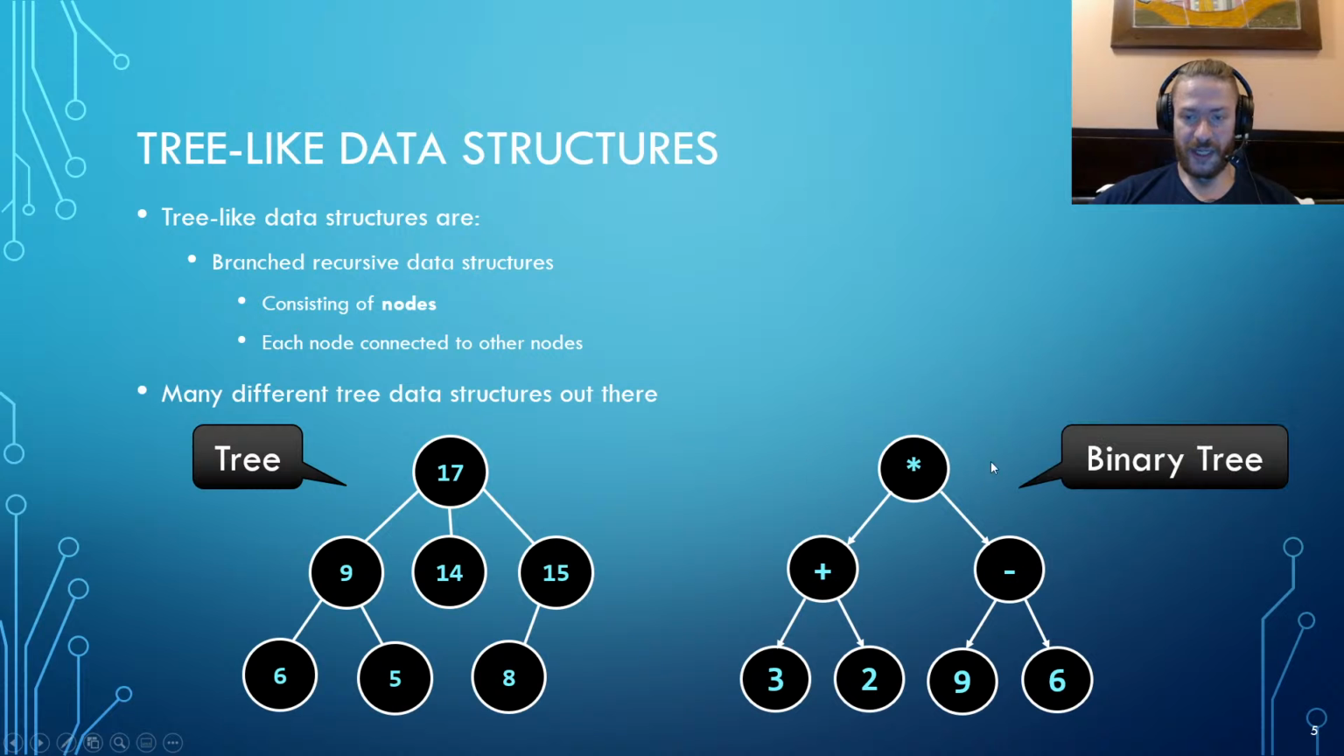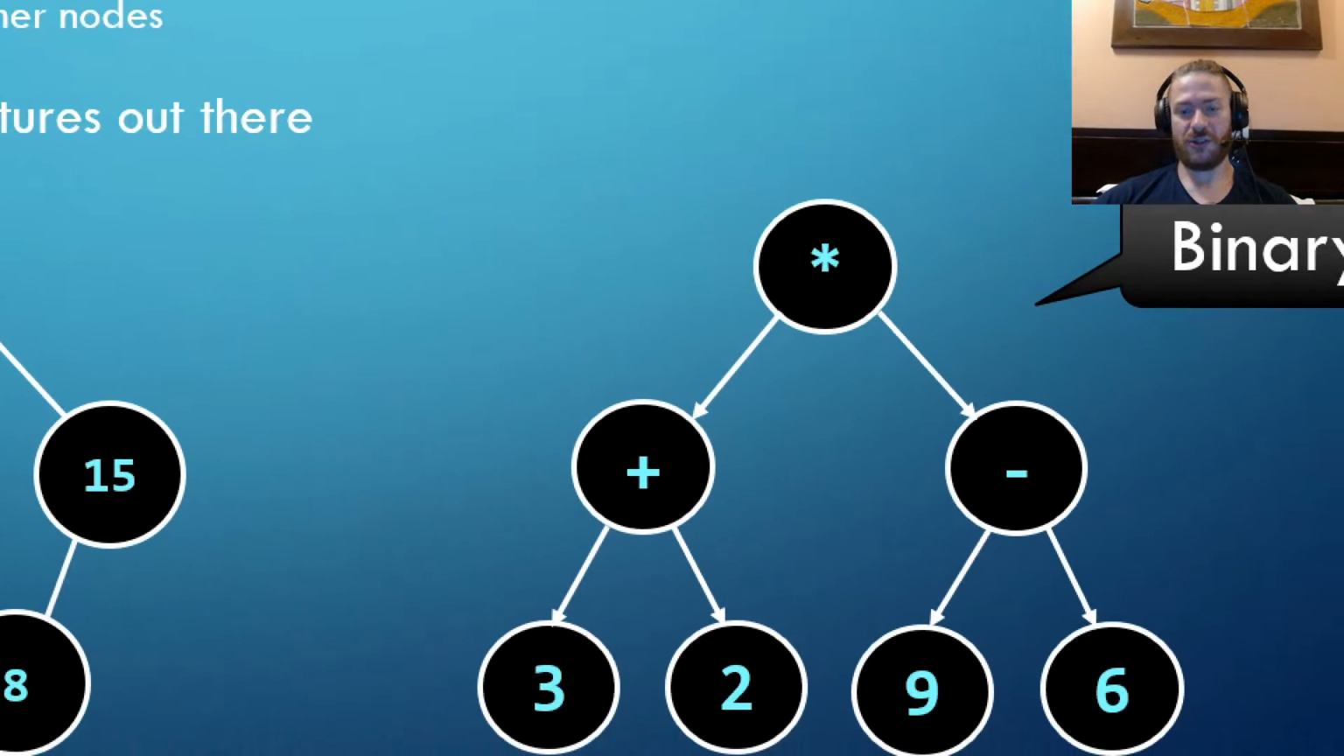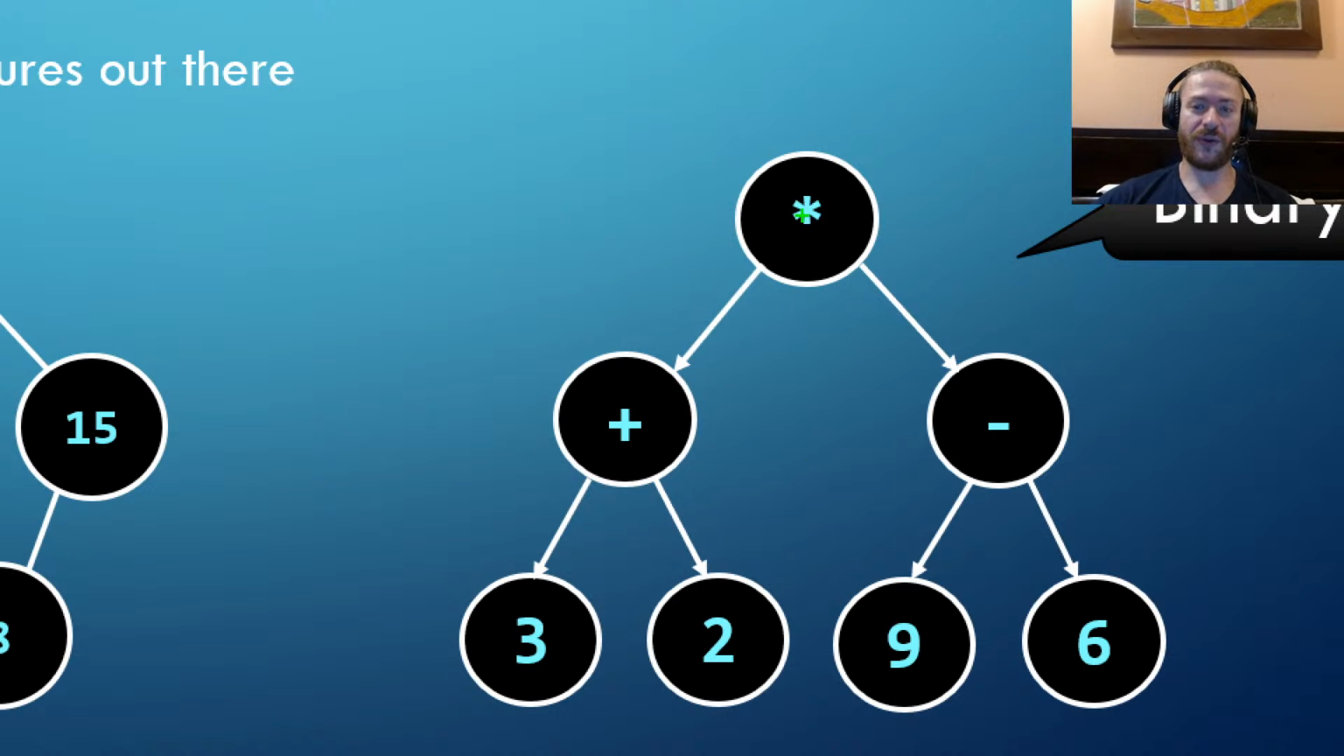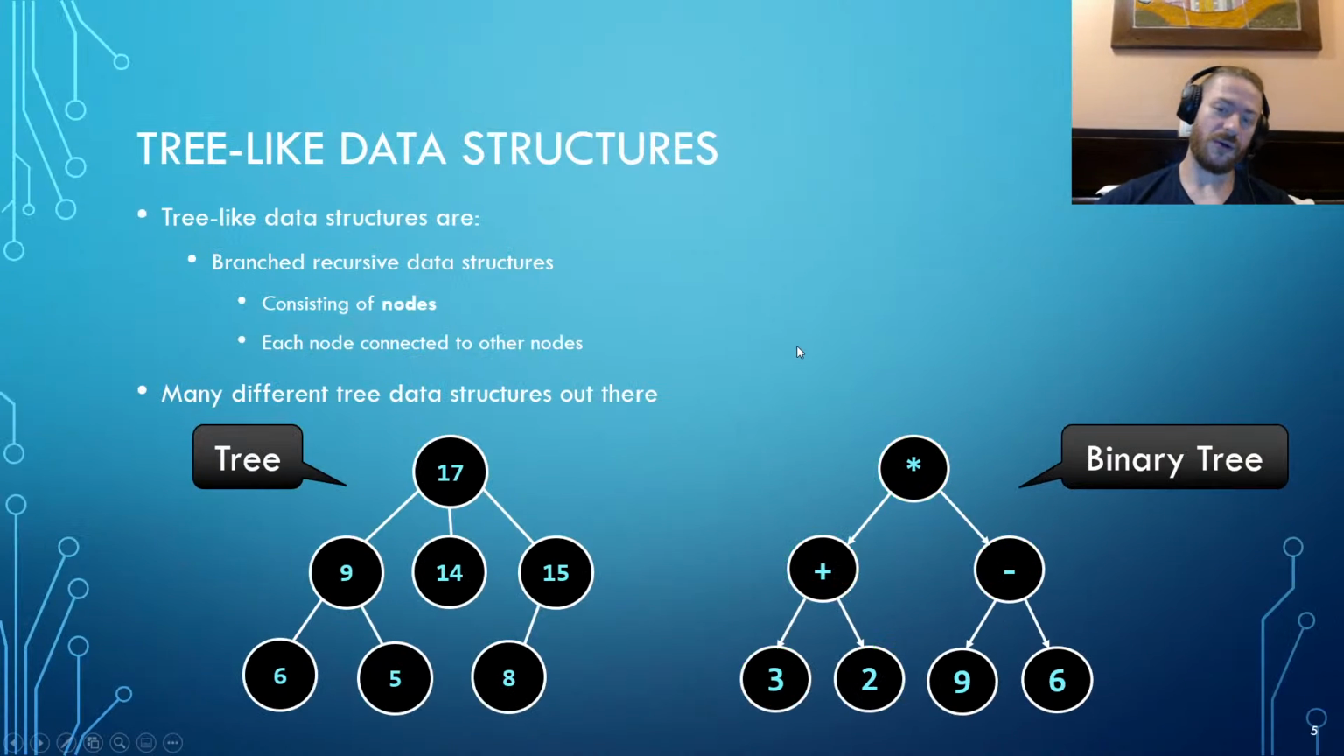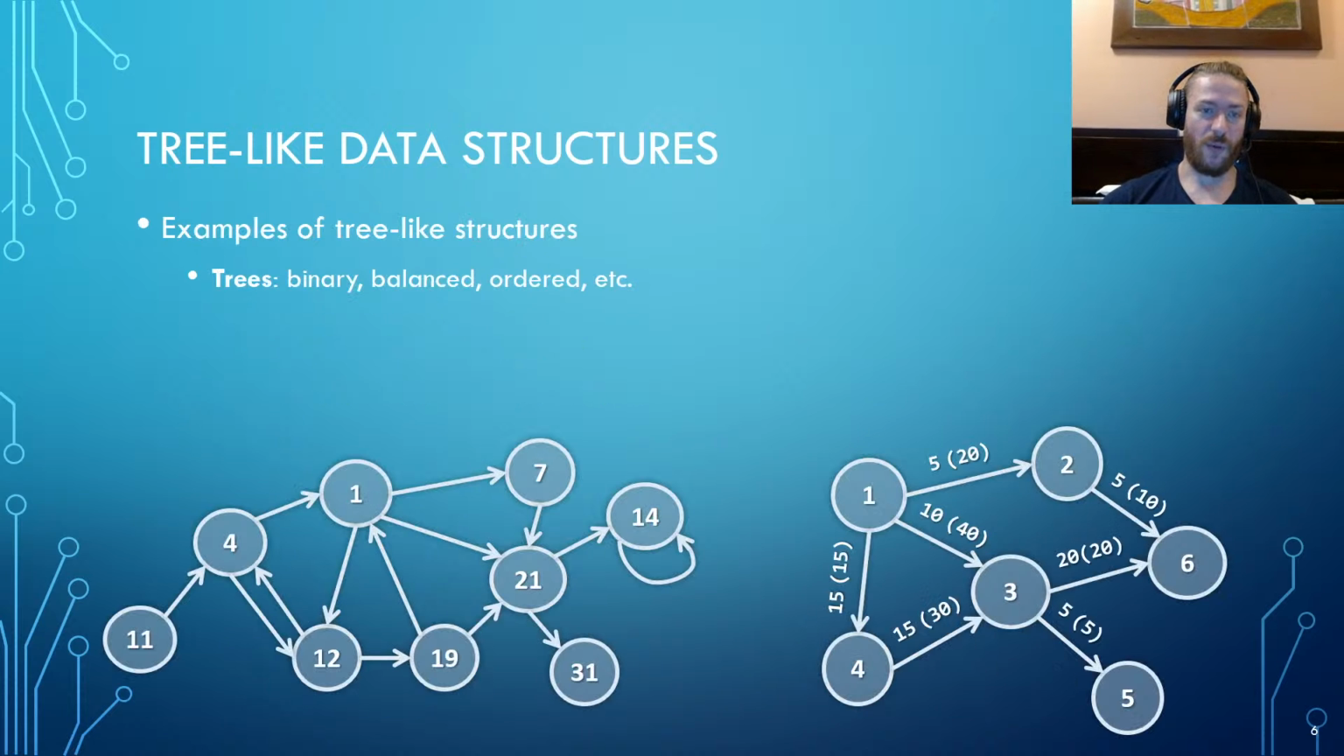So that's a tree, that's a binary tree. What's a binary tree? A binary tree means that every node has a maximum of two children. Like here, this node has one, two children. This node has one, two children, and so on. We're going to see all the different algorithms in a binary tree as well.